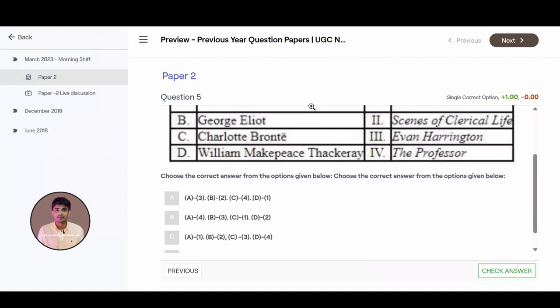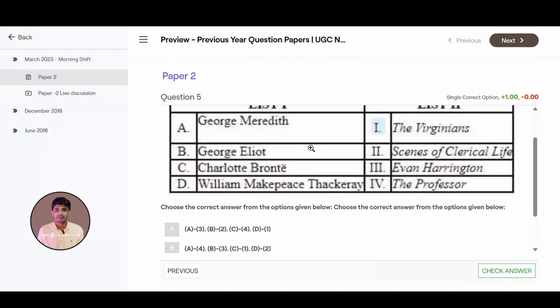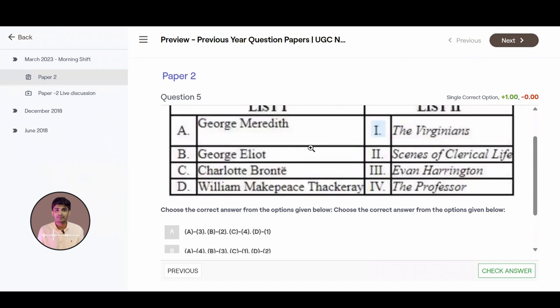Okay. Just go through the names and we'll come to it. George Meredith wrote Evan Harrington. This novel tells the story of Evan Harrington, a young man who strives to overcome his humble origins and gain social acceptance. George Meredith.